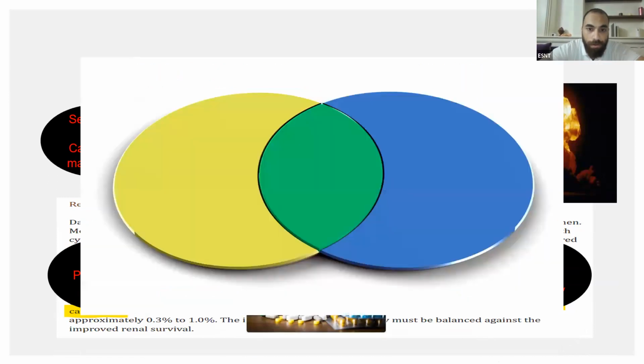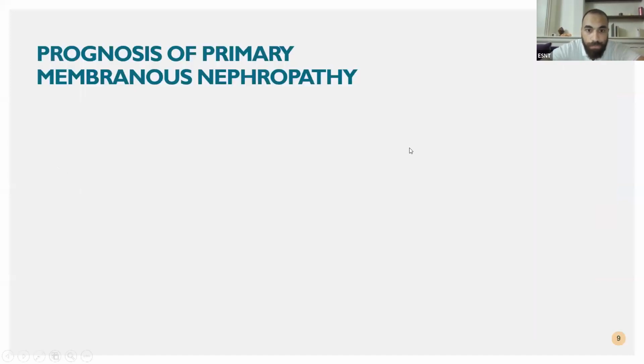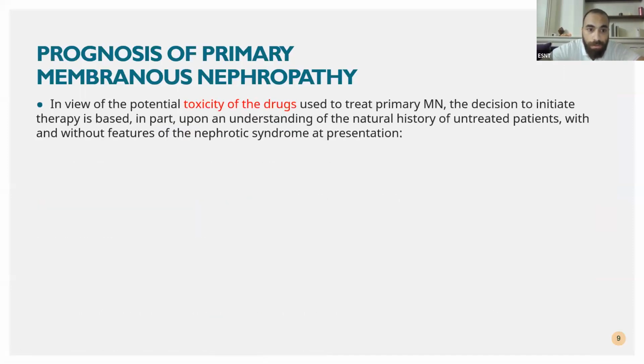So I used to learn from our professor that primary and secondary are interrelated to each other. So maybe a patient started as primary or was misdiagnosed as primary and treated with the wrong treatment. Also, we have to know this information about the prognosis of primary membranous, related to the toxicity and the nature of the disease itself.